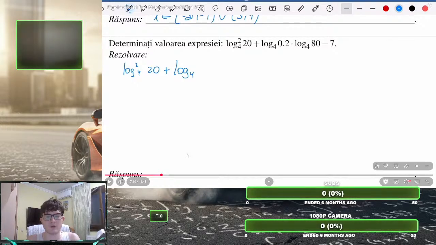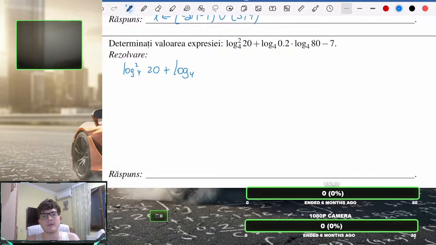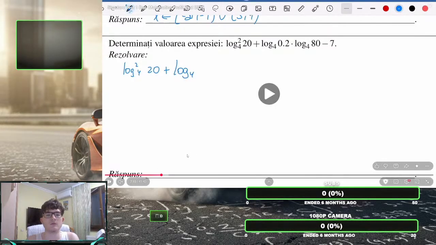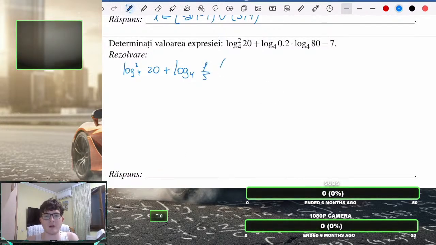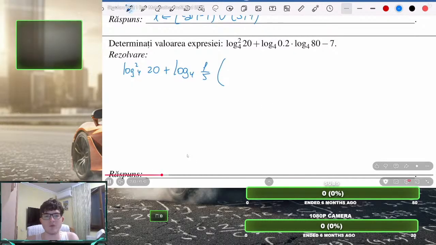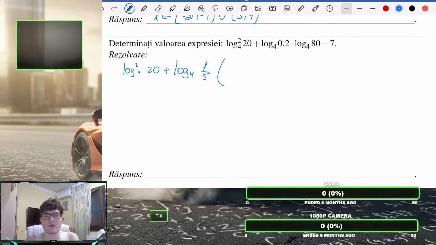So how do I do this one? LOG for 2 like that. 0.2. Well, this 2 right there is pretty advanced, isn't it? But then again, I think it's just power of 2 or what? LOG4. Well, they're all in LOG4 base. Let me just see. 1 divided by 5. So 0.2 is 1 divided by 5. I agree with that. And then we open the parentheses. And what? We just write down what?